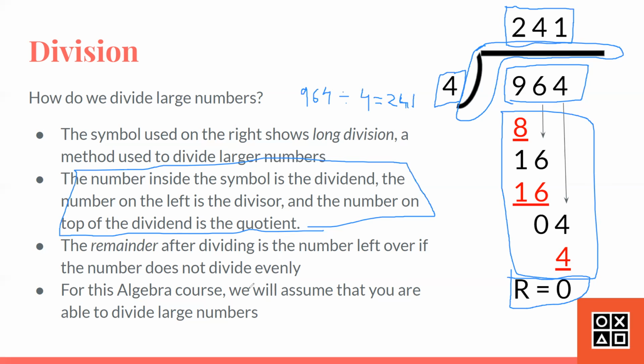So for this algebra course, we will assume that you are able to divide large numbers. I can just run you through how you do this. So what we're doing here is that 4 times 2 equals 8. And then we're doing 9 minus 8 to get 1. Then you bring down this 6. And then 4 times 4 would be 16. So you're just subtracting 16 by 16.